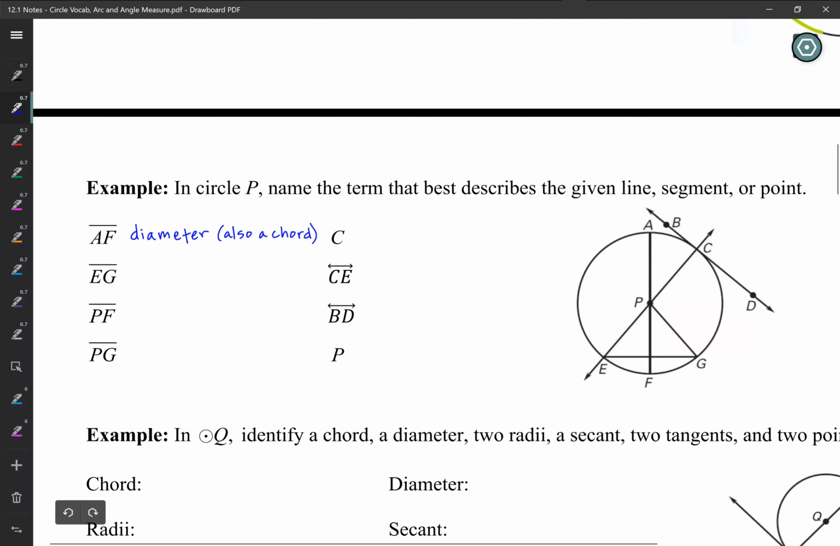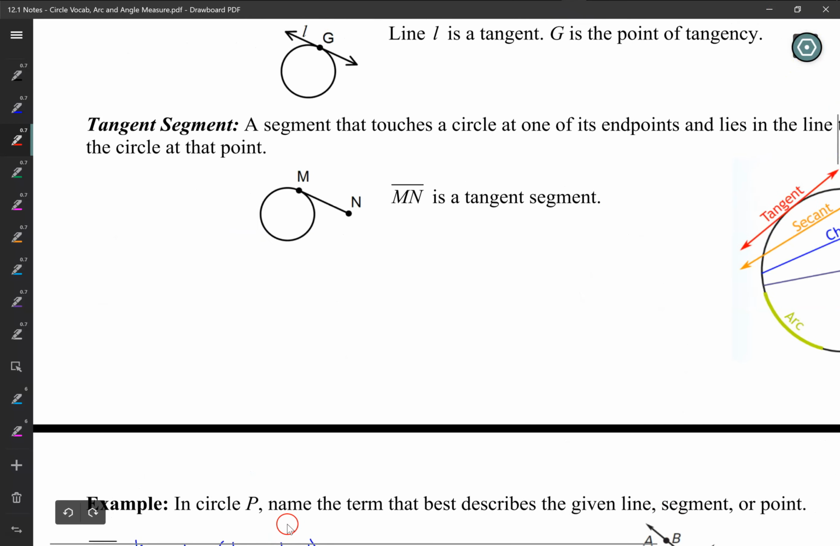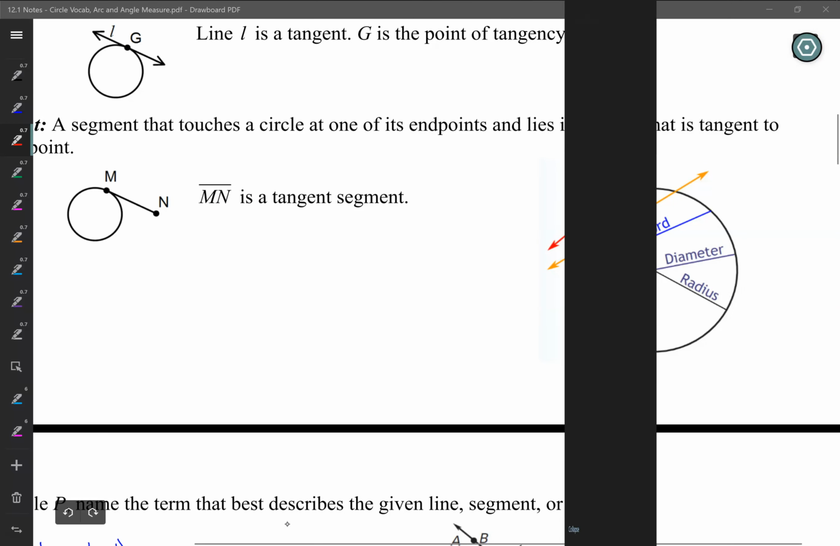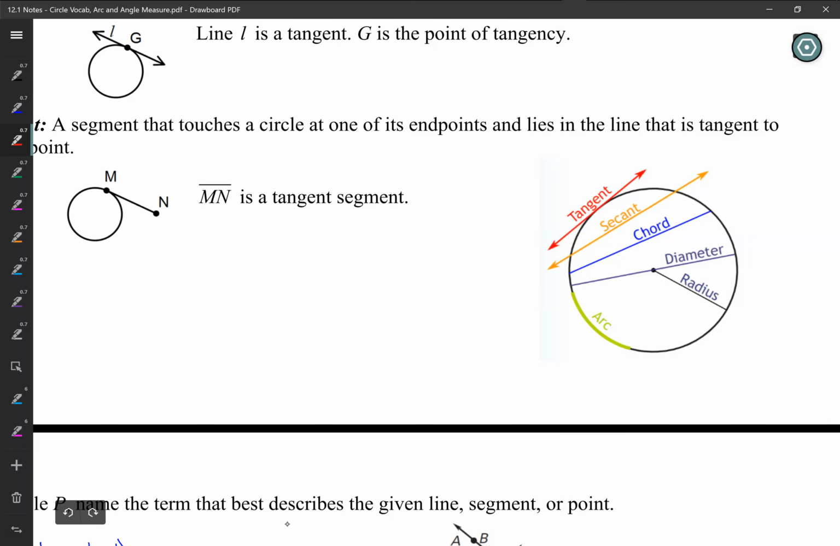All right, segment EG. All right, it's a segment. It has both endpoints on the circle. Segment with both endpoints on the circle. That is a chord.